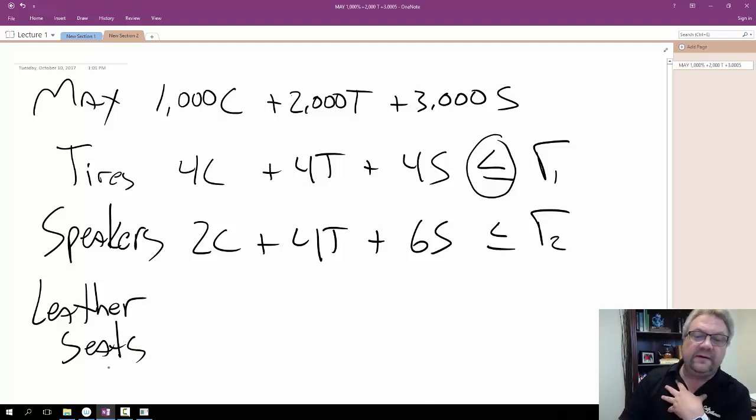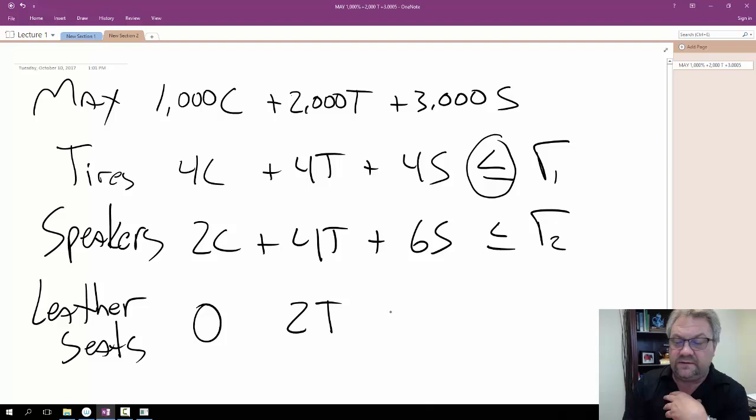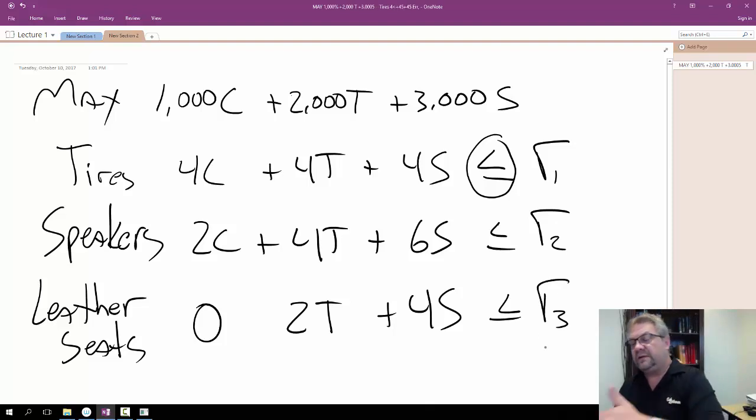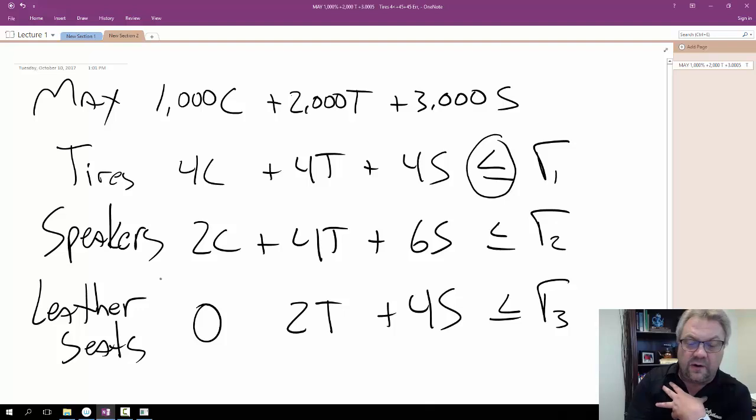Well, the idea here is for a car, if it's only $1,000 of profit per car, I may not use leather seats. I put the cloth seats in the car. And then I might do 2 leather seats in the truck, and then, of course, say 4 leather seats in the SUV. And yes, that's got to be less than or equal to the number of leather seats that I have on hand. But here's what I wanted to get at. This is what I wanted to point out.